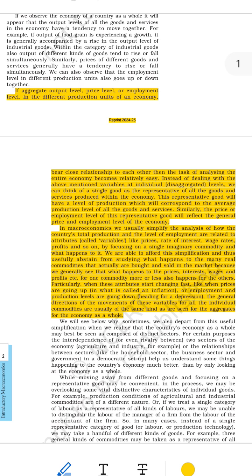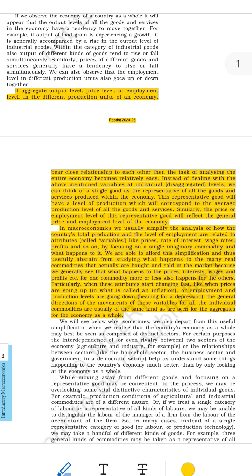Now 5. What happens during big events like inflation or depression? Let's understand these 2 words first. Inflation: prices go up fast, things become expensive. Depression: jobs and production fall a lot. Less is made, more people are jobless.